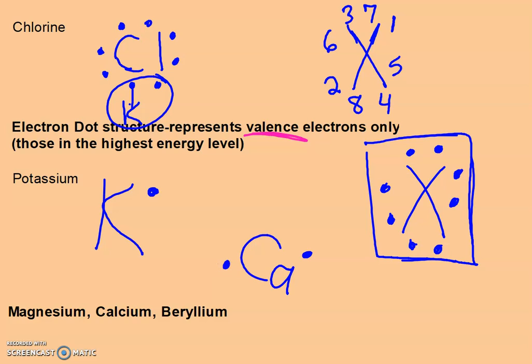So we'll practice that, but I wanted to just give you a quick overview. So that completes electron dot structure. I'm actually going to go through polyatomic ions in a separate video because I can see that I probably won't have quite enough time to really do a good job with that here. So this is electron dot structure.